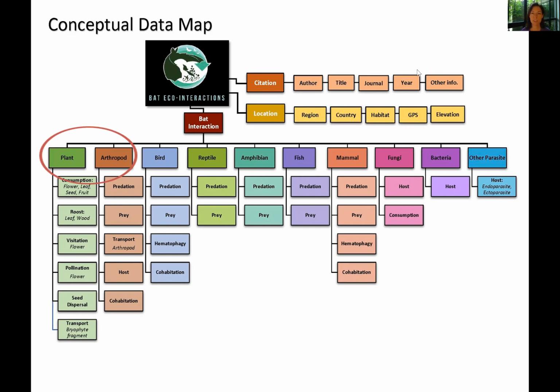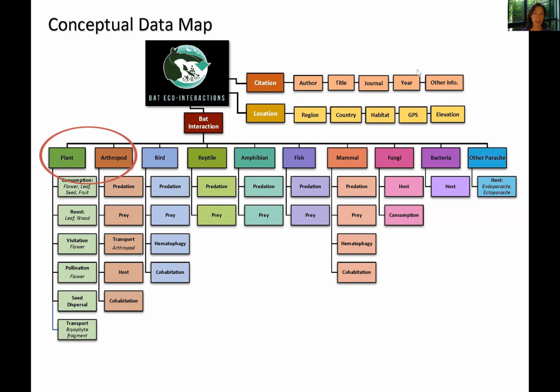And then a couple years ago, we started adding arthropods. The majority of bat species are insectivorous, so we started working on that. And each of these interaction types, like I said before, are very specific. So bats interact with plants in many different ways. They consume parts of them, whether they're the flowers, leaves, seeds, or fruit. They roost in plants. Some are tent-making bats and use very specific plants in order to make their tent roost.